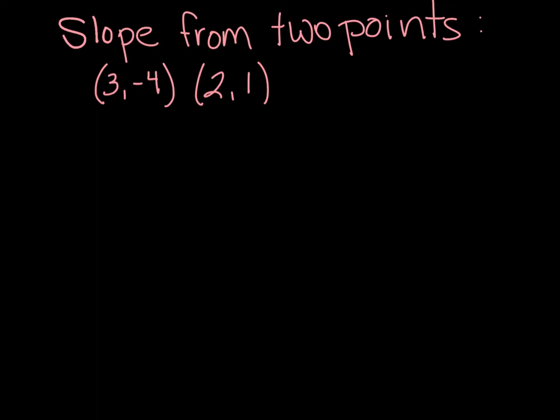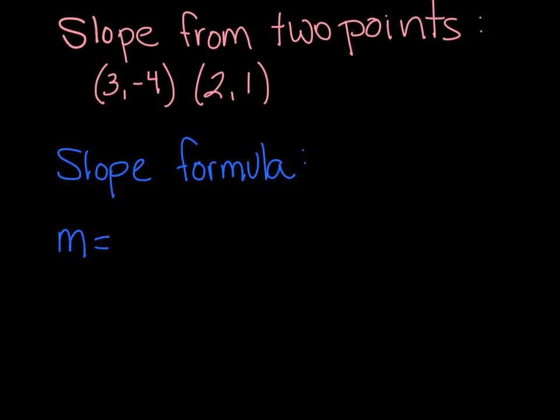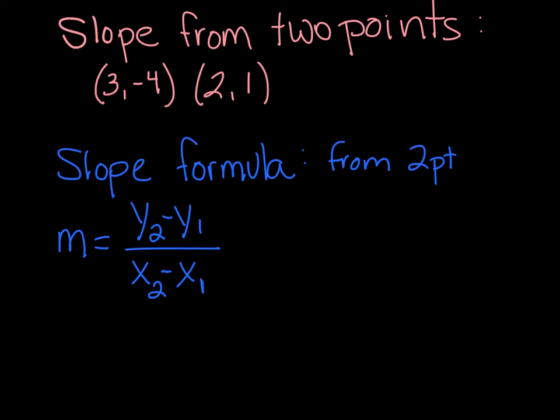So let's look at slope from 2 points. In order to do this, we need the slope formula. And that is a huge thing, slope formula. Put this big in your notes. M equals y2 minus y1 over x2 minus x1. So this is from 2 points: x1, y1, and x2, y2.